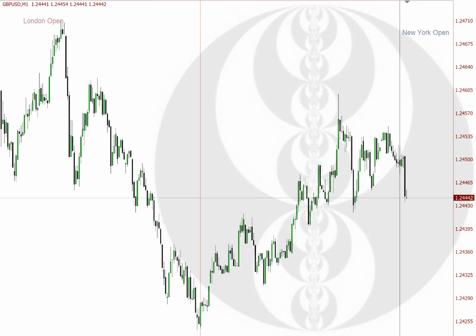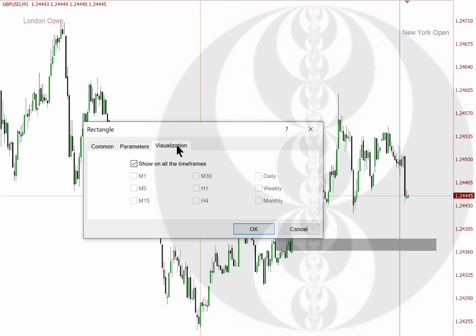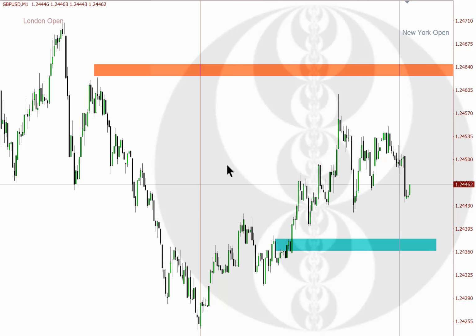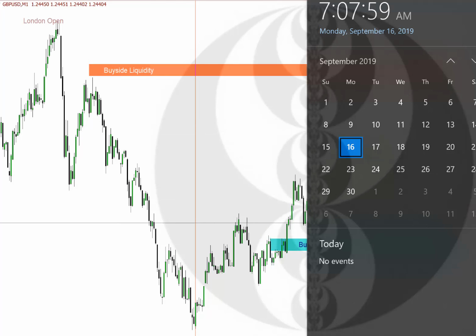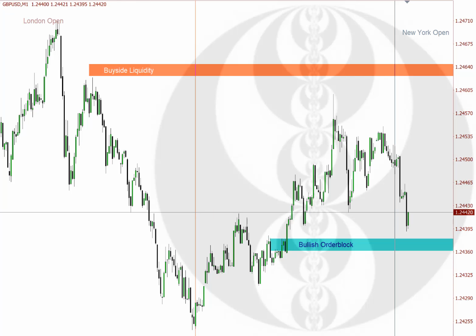It's denoting the New York Open kill zone, and this is 7 o'clock in the morning New York time, and I'm highlighting the bullish order block and the buy side liquidity pool above the marketplace that I'm interested in taking profits should I get an entry at the blue shaded area.